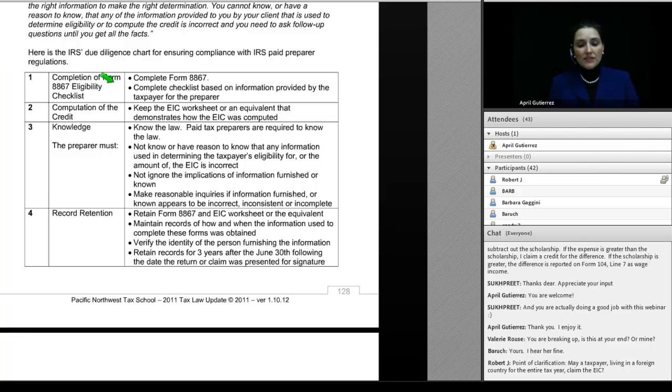All right, so here is the IRS's due diligence checklist. Item number 1, complete Form 8867 and complete the form based on information provided to the tax preparer by the taxpayer. Now, I've been in this business long enough to see fraud scams going on, and I've had clients walk into my office dragging in their friend, or being dragged in by someone, right? And this someone proceeds to answer my questions for them. That is a key indicator that fraud is happening right in front of you.